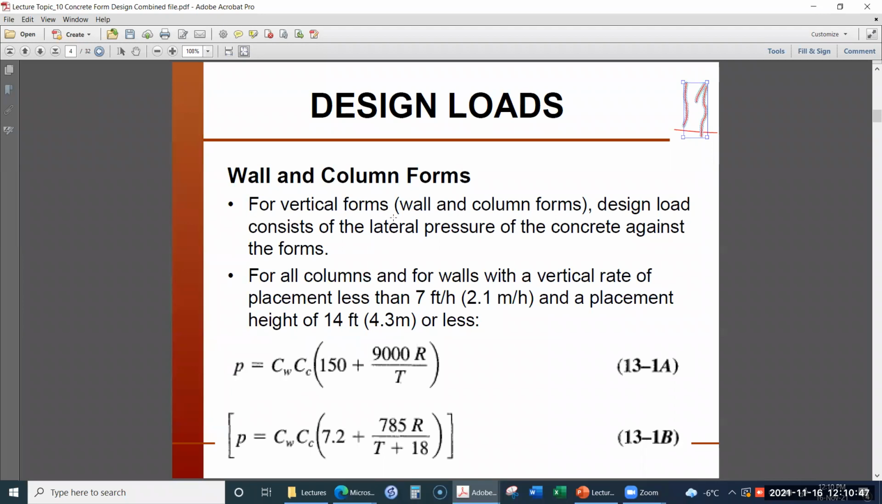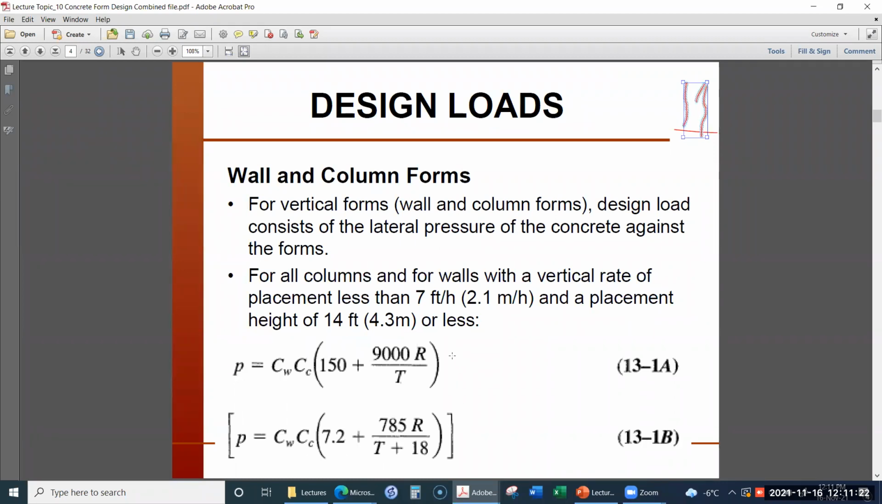So when the concrete is being placed into the formwork at some pressure, depending on how the concrete is being placed, the pouring rate, and depending on the height of the wall, the lateral pressure can vary. For this, there are certain equations which can be used, and these equations are given in the ACI code, American Concrete Institute codes.